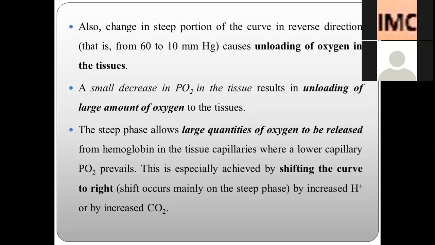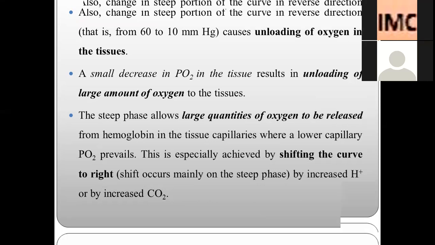So the steep phase allows large quantities of oxygen to be released from hemoglobin in the tissue capillaries, whereas a lower capillary PO2 prevails. And this is especially achieved by shifting the curve to the right. So whenever there are changes in tissue metabolism, this is the part which is shifting. We have seen that there is a shift of the curve to the right, the shift of the curve to the left, but this is the steep part which is moving, not the plateau part.